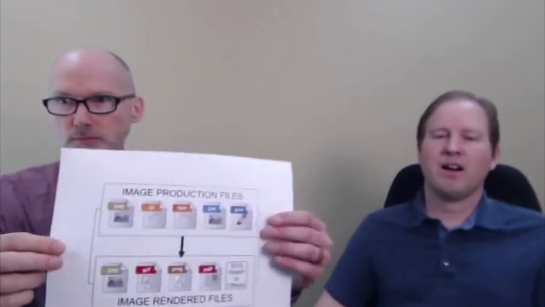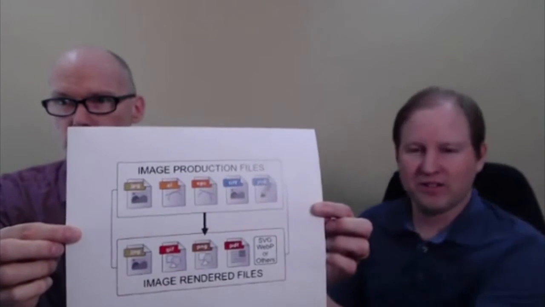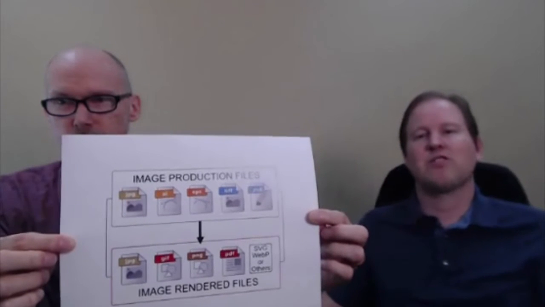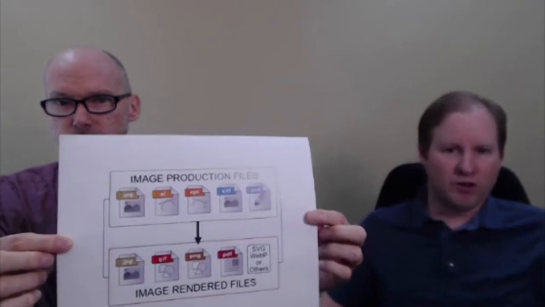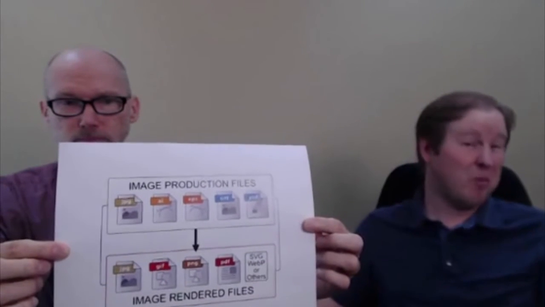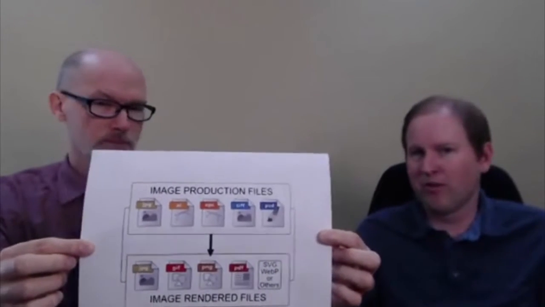We went over the production files, but we really didn't get too much into the rendered files. Okay, I'll hold this up again. The rendered files are on the bottom row here. These are the type of files that you will actually see being used on your website. There's a couple different ones, and each one has its own benefits. We've already gone over the JPEG.